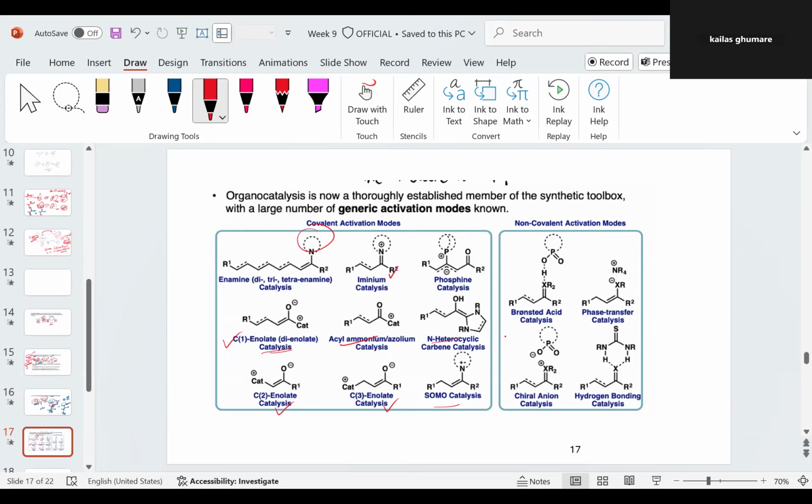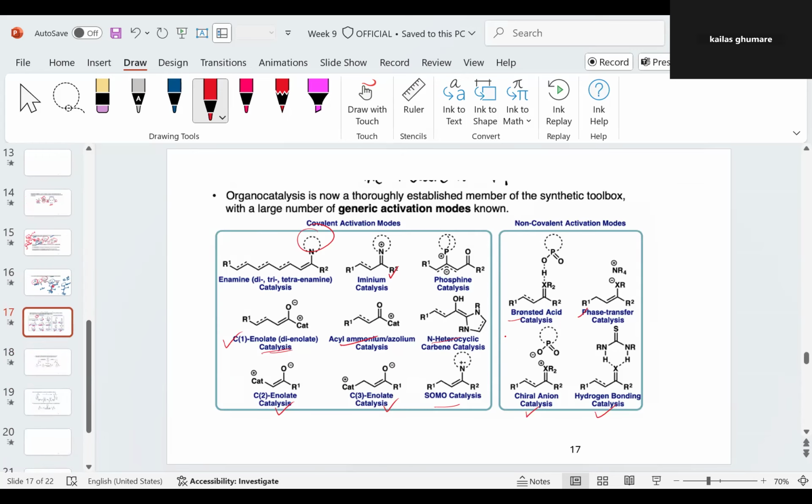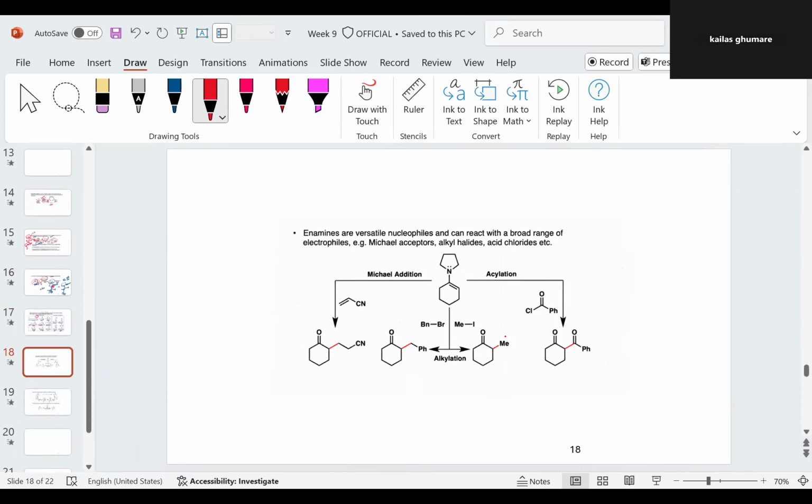And if you look at the non-covalent activation modes, in that one they did Bronsted catalysis, further phase transfer catalysis, and chiral anion as well as hydrogen bonding catalysis. So these are some activation modes, covalent and non-covalent. We have just gone through all these modes superficially.